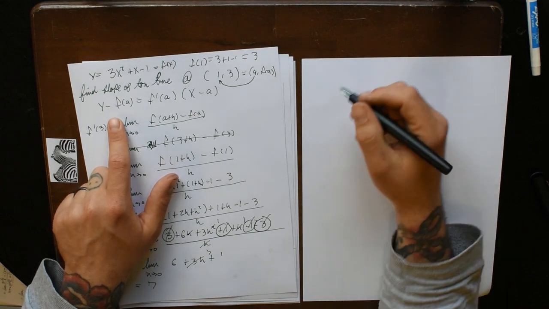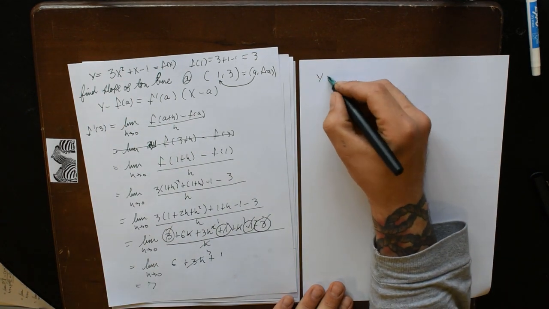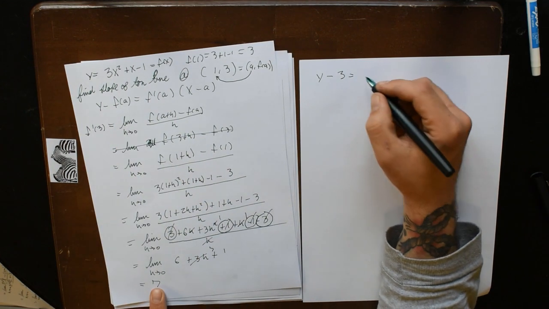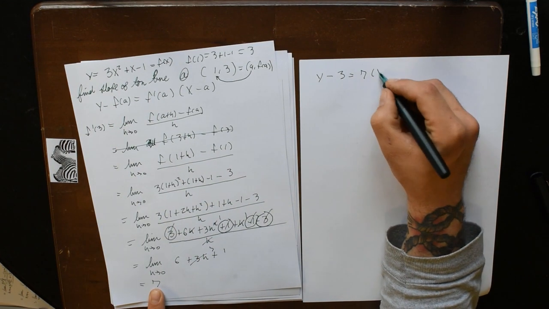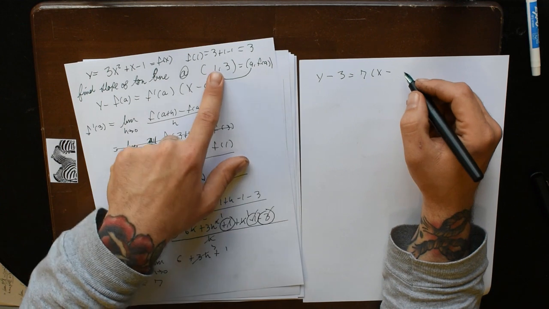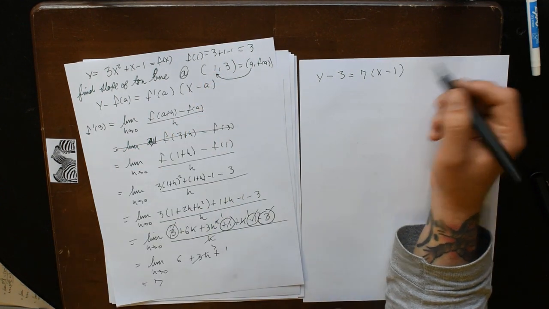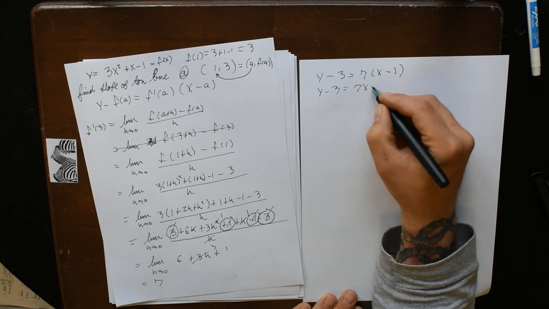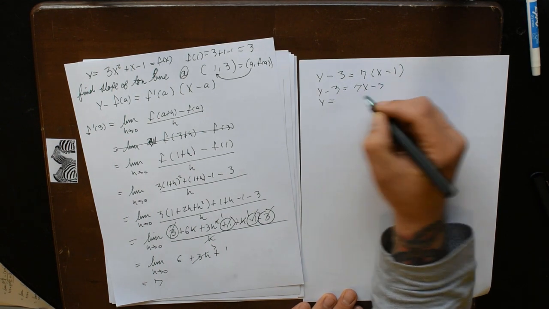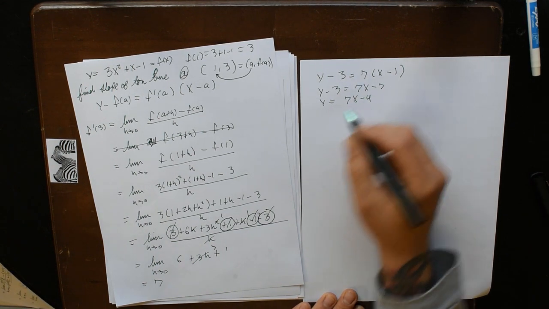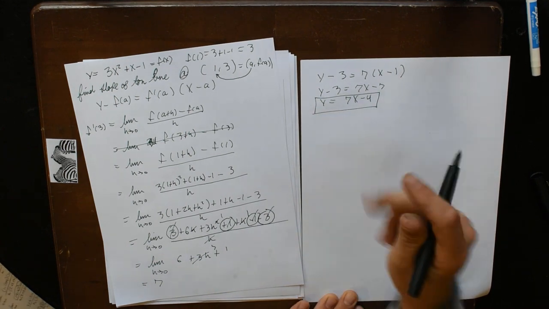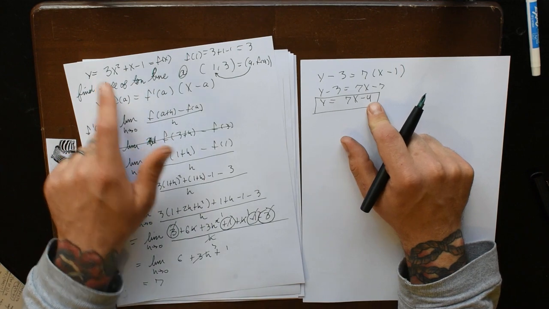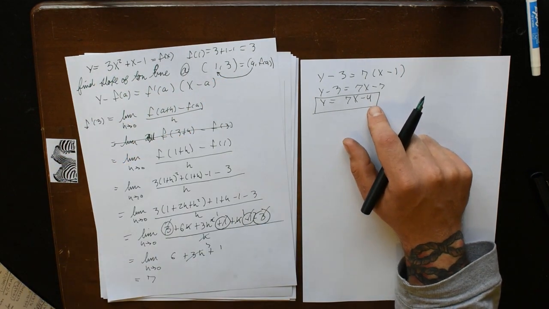So, the last step is to fill in this equation. y minus f of a, which is 3, is equal to f prime of a, which is 7, times x minus a, which is 1. Well, I guess the last step is now to use algebra. y minus 3 is equal to 7x minus 7. y is equal to 7x minus 4, which is the equation of the line that is tangent to this curve at this point.